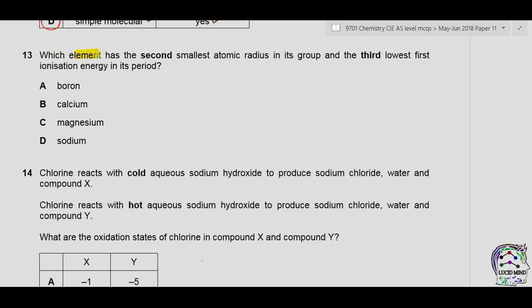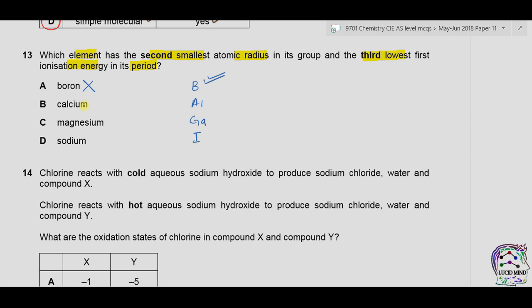Question 13. Which element has the second smallest atomic radius in its group and third lowest first ionization energy in its period? Let's first find out the groups of these elements. First is boron. Boron is in group 3. We have boron, aluminum, gallium, indium. As we know that the atomic radius increases down the group, boron has the smallest atomic radius, so it is not the second smallest, it is the first one, so boron is incorrect.